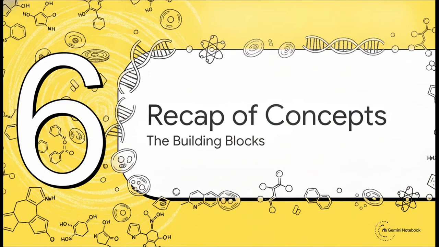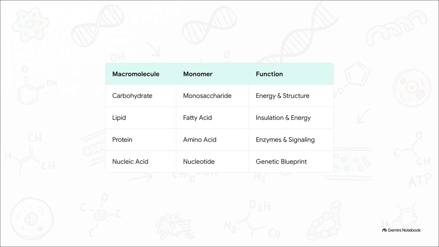Section 6. Recap of required concepts. Let's bring it all home with a quick recap. Thanks to water's polar solvent properties and carbon's awesome ability to form 4 bonds, we get these massive, essential molecules. Carbohydrates are built from monosaccharides for energy, lipids are built from fatty acids and glycerol for long-term energy and insulation, proteins are built from amino acids to basically run the entire cellular machine, and nucleic acids are built from nucleotides to store all the genetic blueprints.